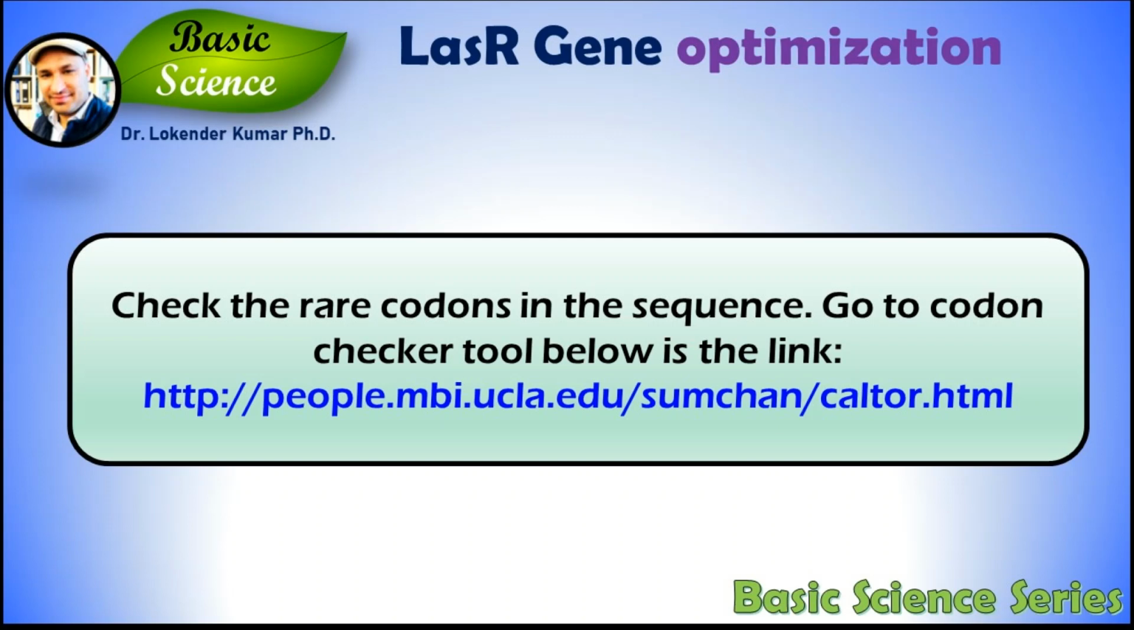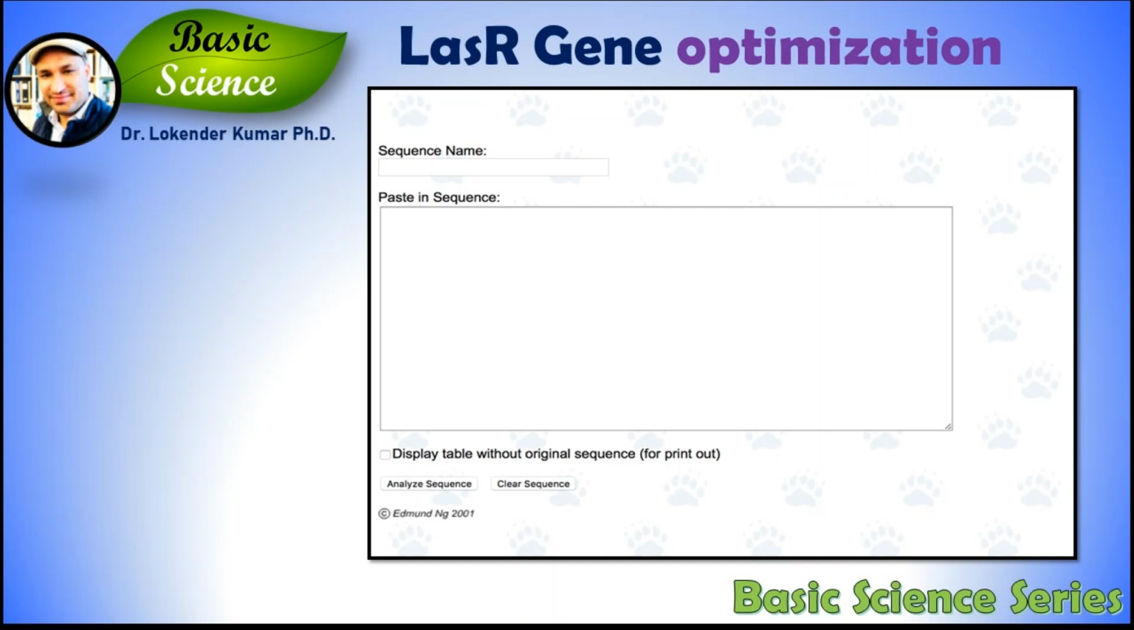Now, the next step is to check the rare codons in the sequence. Go to the codon checker tool, and the link address is shown on your computer screen. After opening the address, you should see the codon checker window. Now, type the name of the gene in the white box shown by the red arrow. Paste the sequence of the LasR gene in the second window, which is shown by a blue arrow, and click Analyze Sequence, which is mentioned by the black arrow.